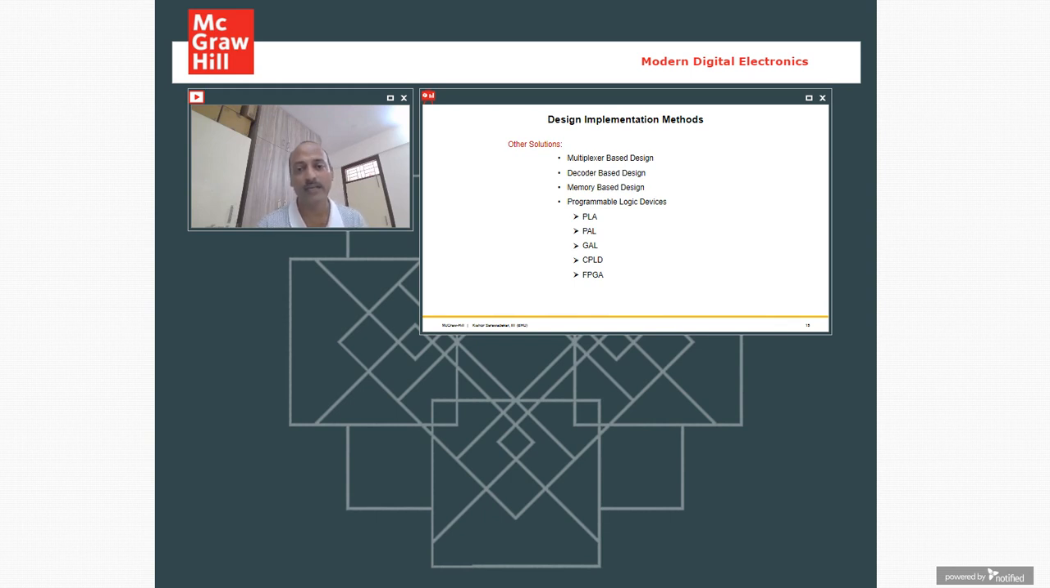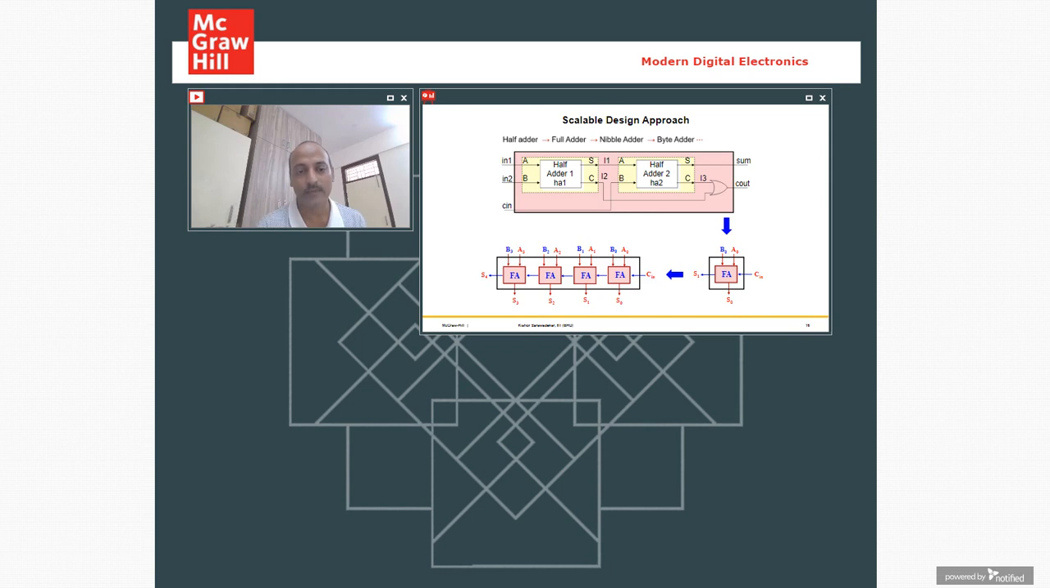Okay. There exist other solutions also. Let's say multiplexer based design, there can be decoder based design, there can be a solution proposed using memory based design, or there can be programmable logic devices one can use, maybe PAL, PLA, GAL, CPLD. Okay. And depending on our requirement, we should be able to design the circuit.